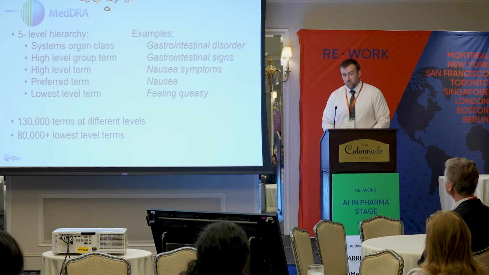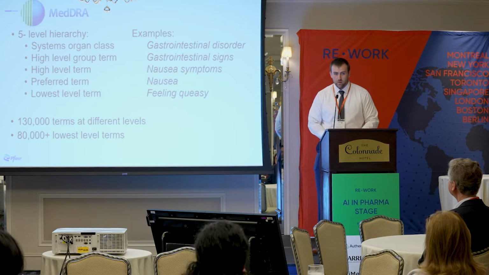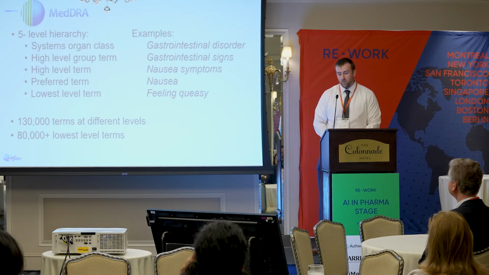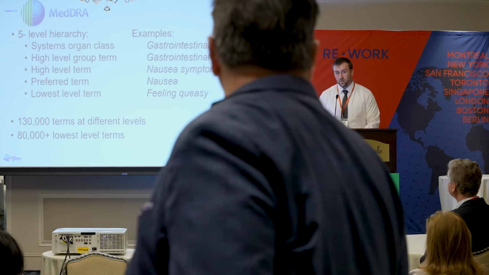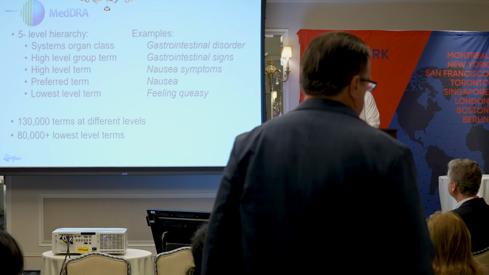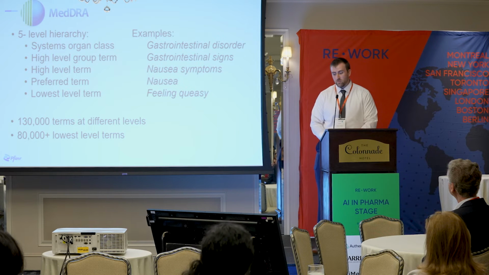So I'm going to start going over how we actually approach this problem. Specifically, we started with what's known as MedDRA, a 5-level hierarchy system for identifying and labeling adverse events within human clinical trials. We start with an organ system class, such as a gastrointestinal disorder. We drop down to a high level group term, gastrointestinal signs, then to a high level term, nausea symptoms, then to just nausea, and finally down to the lowest level terms, such as feeling queasy.